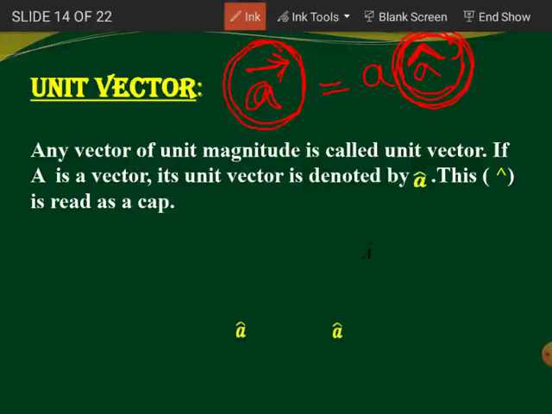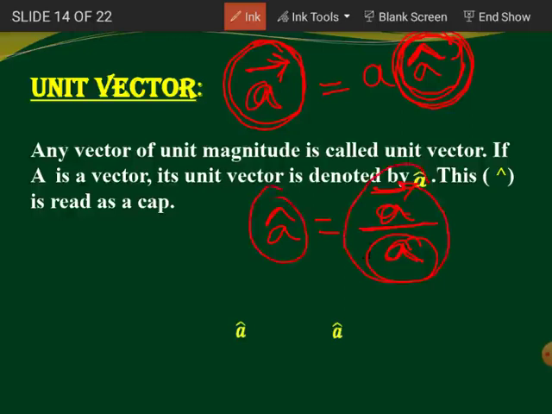Now this a cap, what does it mean? It means that a cap can be written as a vector divided by a. What is this a? A is nothing but the magnitude of this a vector. So a vector divided by its magnitude will give you the unit vector. Suppose you know the vector quantity and its magnitude, then the vector divided by its magnitude will give you nothing but the unit vector.